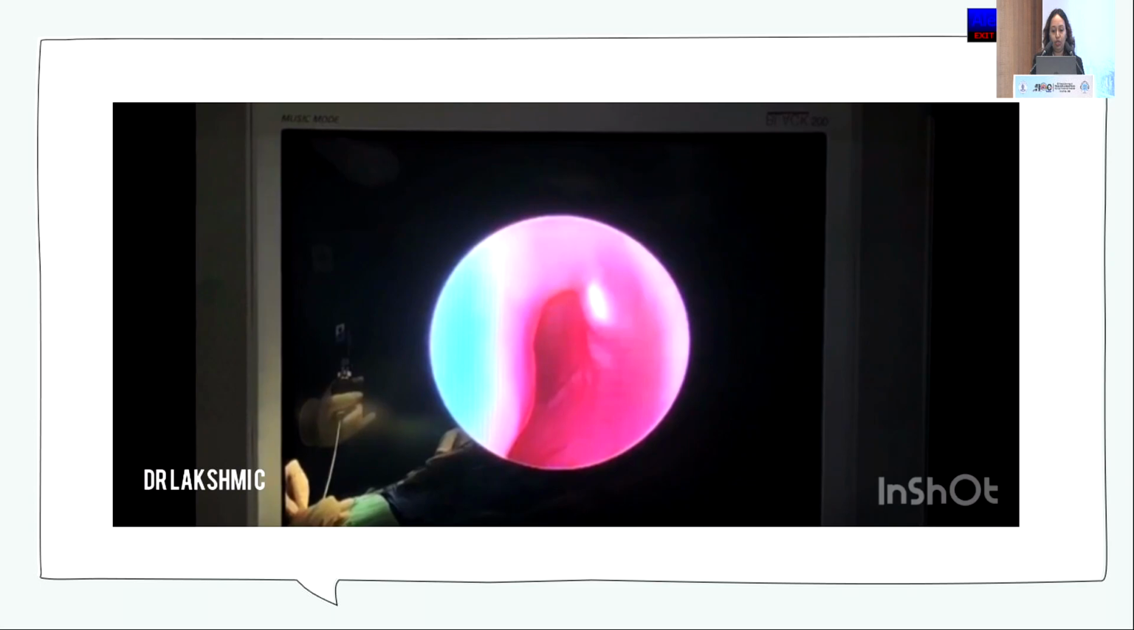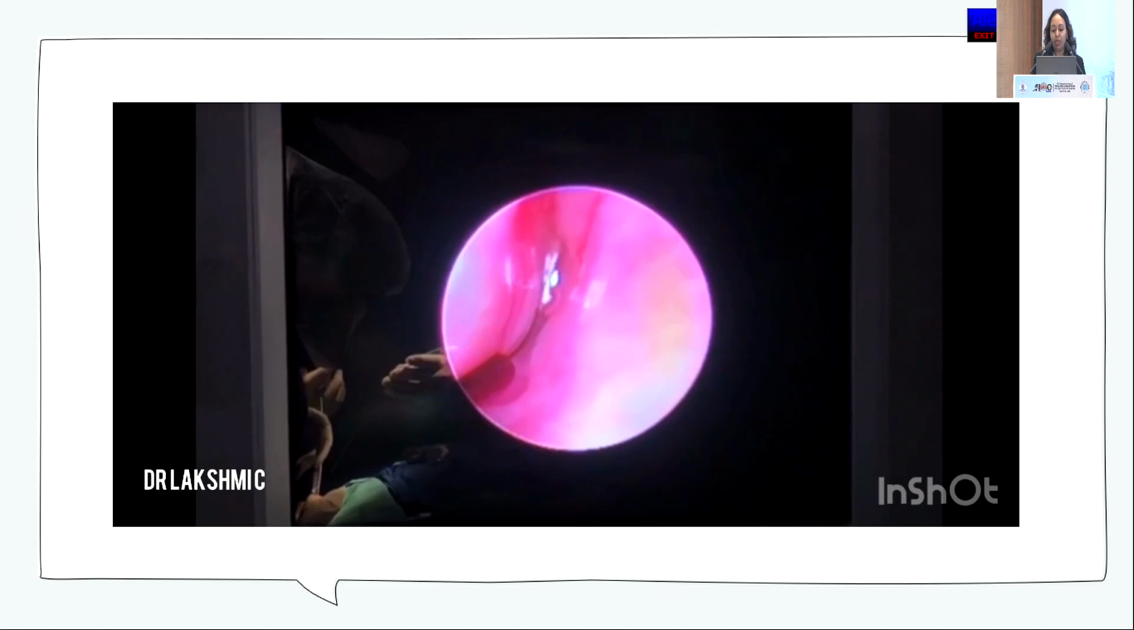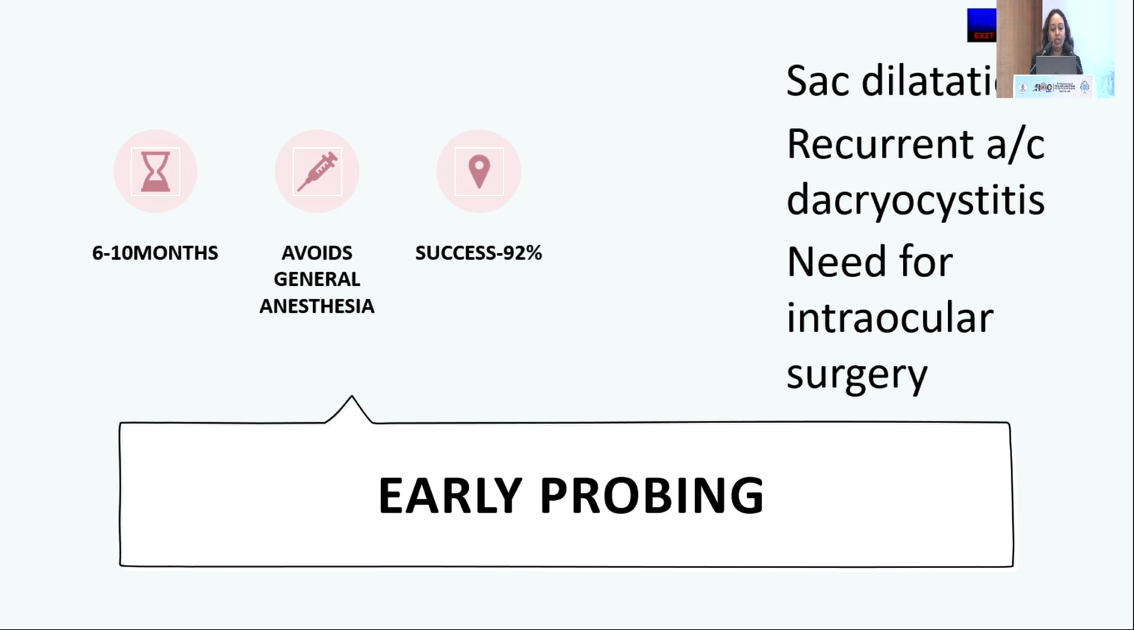And syringing is also patent in that case. So there is a debate going between early probing and late probing. Early probing is really indicated in case of sac dilatation, recurrent acute dacryocystitis, and when there is a need for intraocular surgery like congenital glaucoma or cataract. It's done usually in 6 to 10 months of age.